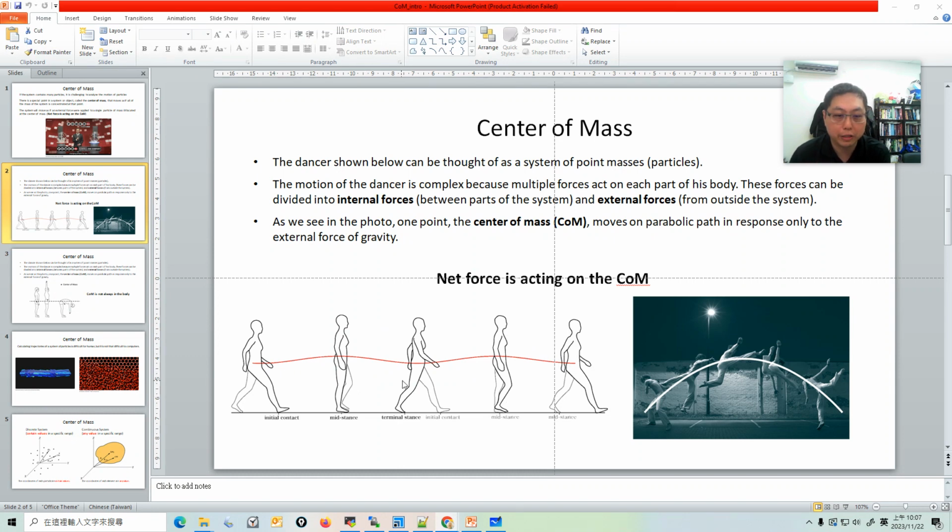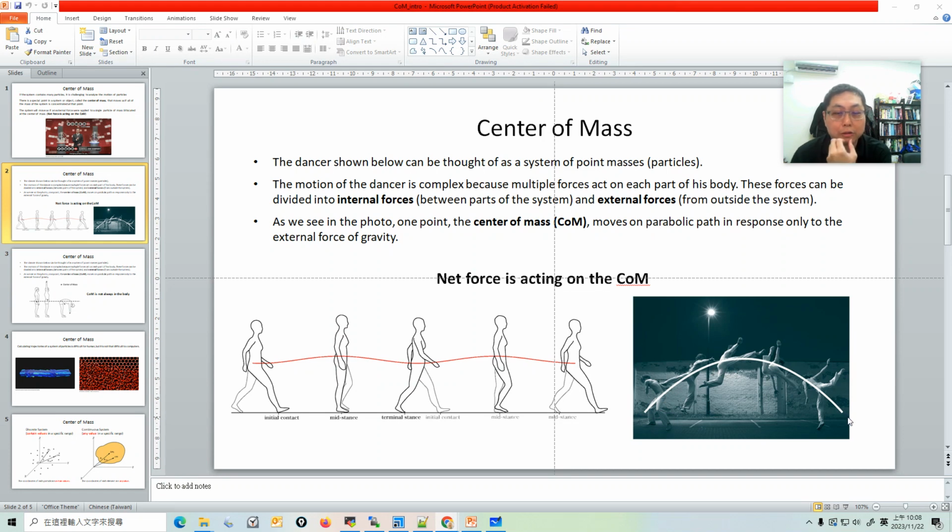Okay, it's much easier. And on the right-hand side there's a tensor. The motion of the tensor is complex because multiple forces act on each part of his body, right? But this is a very special picture. This white line is the center of mass of this tensor, and this is the trajectory of its center of mass. It looks like just a projectile motion, right? Actually, it really is. The center of mass is doing projectile motion.